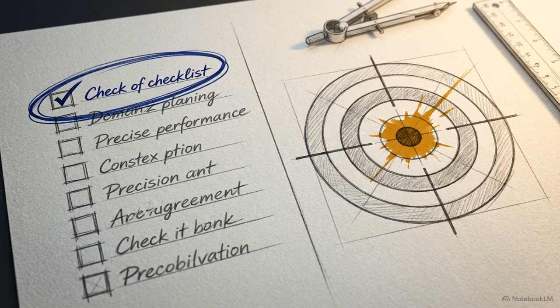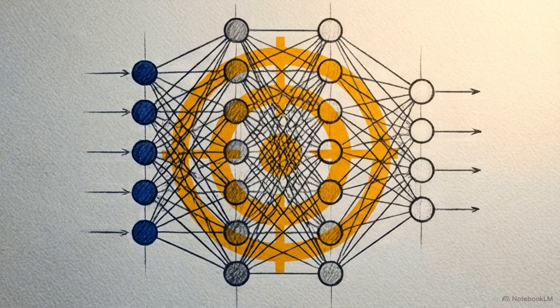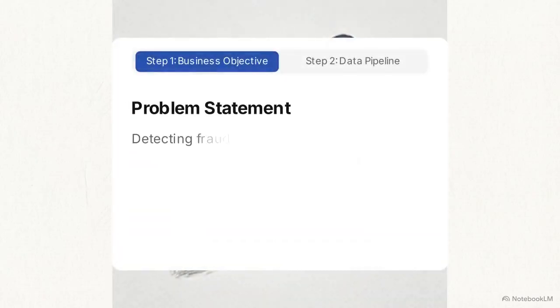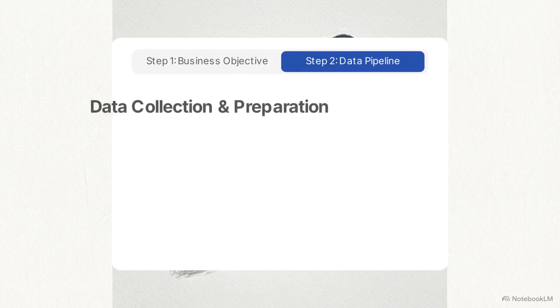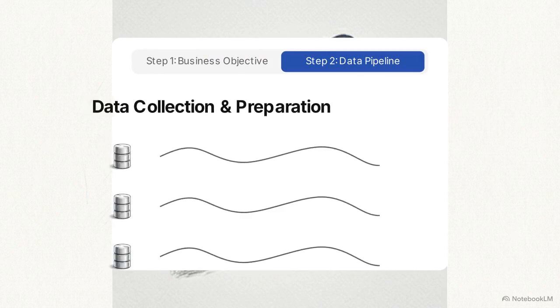Step 1 is defining the problem. Your goal here is to write a specific business objective, not name a technology. Building a neural network is a method, not a target. For our case study, the objective is detecting fraudulent transactions in real time. With a clear operational goal set, we move to step 2, data collection and preparation.